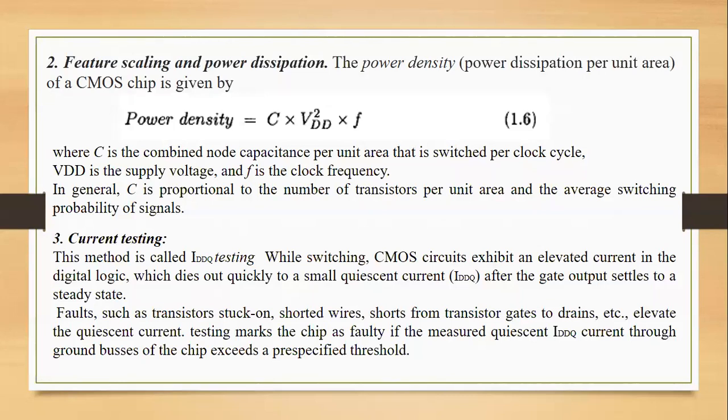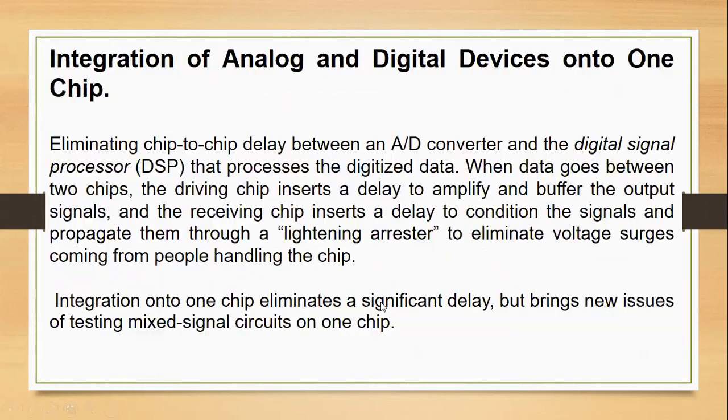Testing marks the chip as faulty if the measured quiescent IDDQ current through the ground buses of the chip exceeds a prescribed threshold value. So after defining this quiescent current, the testing marks the chip as faulty. We define this as a faulty current or faulty test output, compared against some prescribed threshold value, and current testing is done over there.